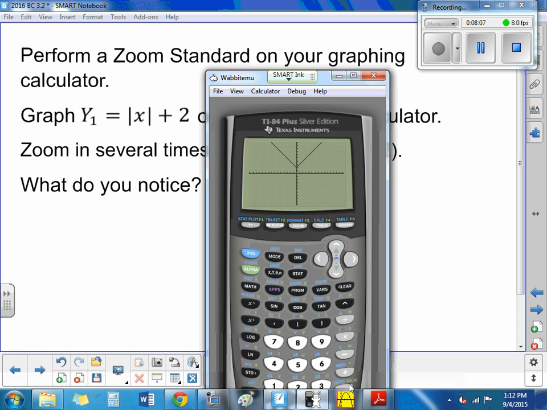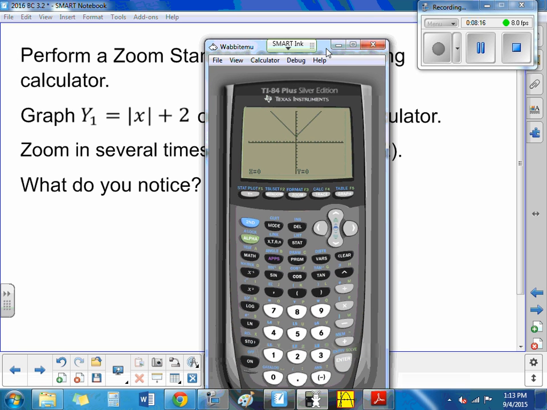Now we're going to zoom in towards the point 0, 2. When you press zoom in on a TI-84, it doesn't actually zoom in. You have to choose where you want it to zoom in. So go ahead and position your little cursor near 0, 2 and press enter. And we'll use that as the center of your zooming.